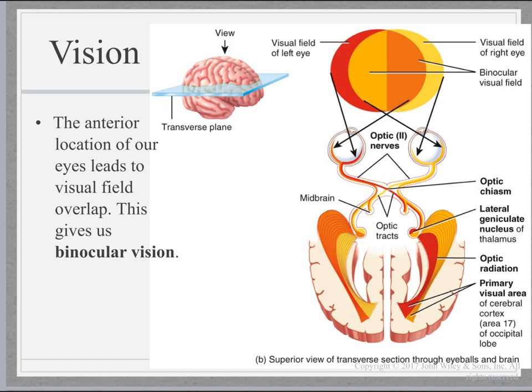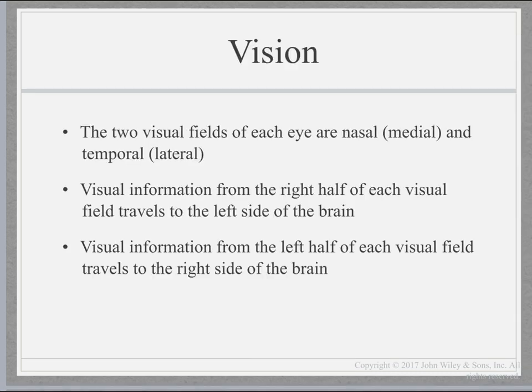If we look here at our left and right eyes, we see this overlapping. We see the orange from the left eye, and then the orange here from the right eye, and the red from the left eye. This is the overlapping field of view. It's kind of like a Venn diagram where we keep overlapping these circles. Now, the two visual fields of each eye are nasal, medially, and temporal, laterally located.